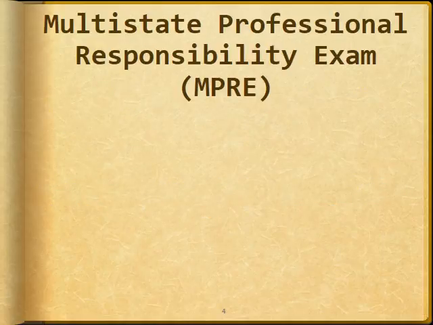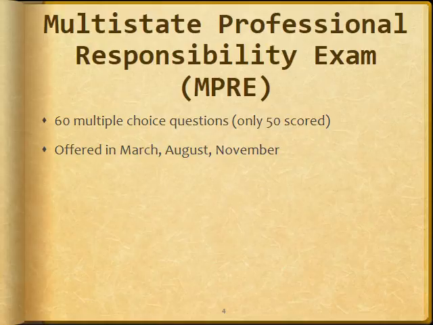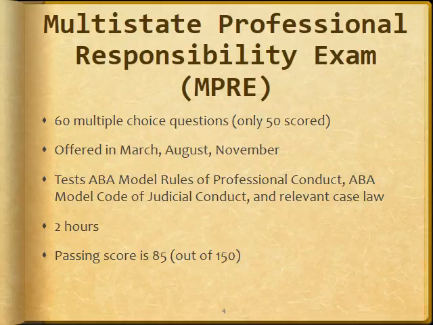The Multi-State Professional Responsibility Exam is a 60-question multiple-choice exam given 3 times a year, in March, August, and November. The exam tests the ABA Model Rules of Professional Conduct, the ABA Model Rules of Judicial Conduct, and relevant case law. The exam is 2 hours long, and you must achieve a score of 85 out of 150 in order to be admitted in New York.